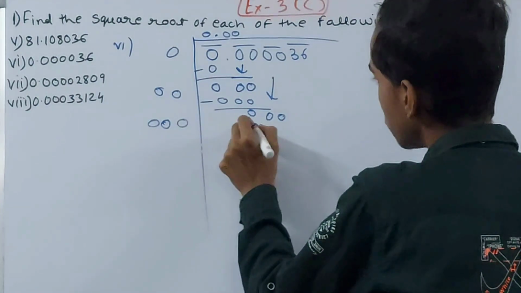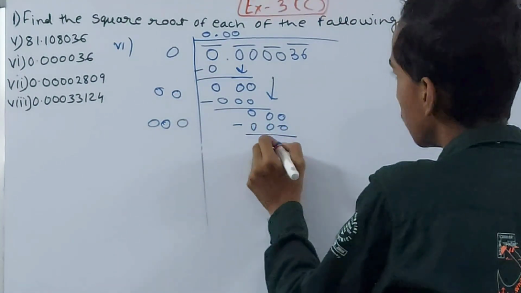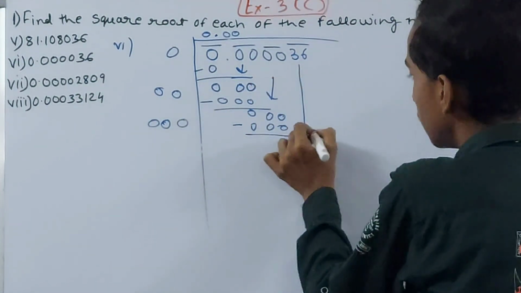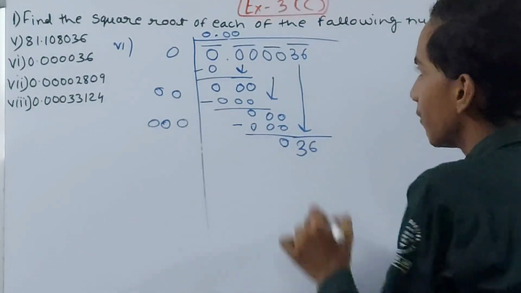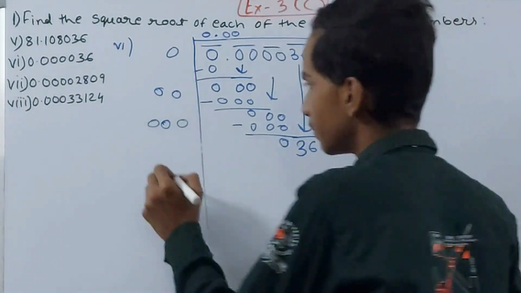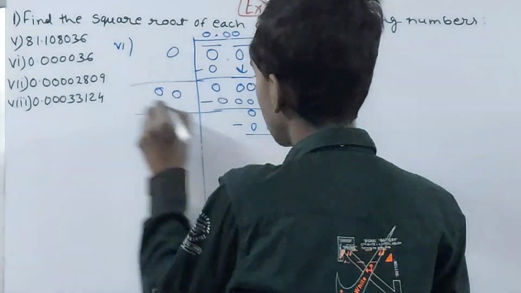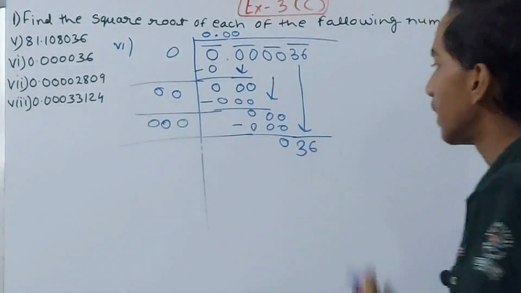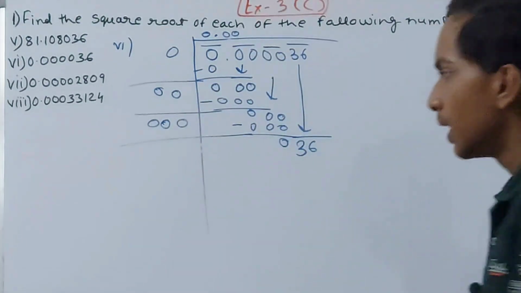So minus also 0, 0, 0, that is going to be what? 0. Now bring down 36. Now we can finally do something. Double of 0 is what? 0, right? Now we have got 36, and double of 0 will be 0.